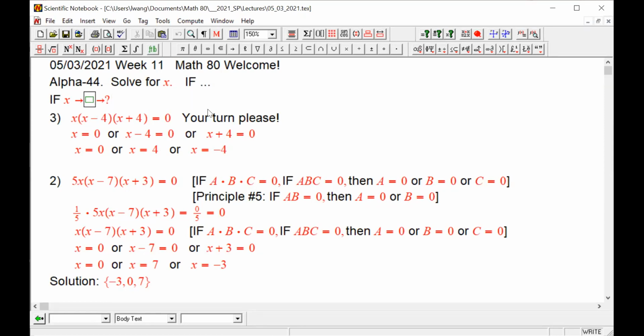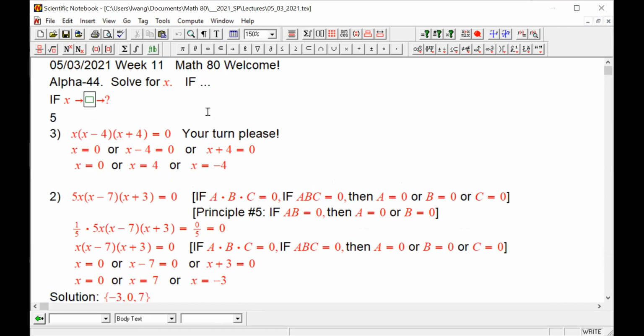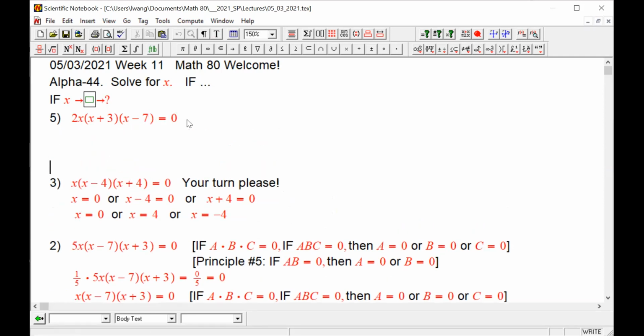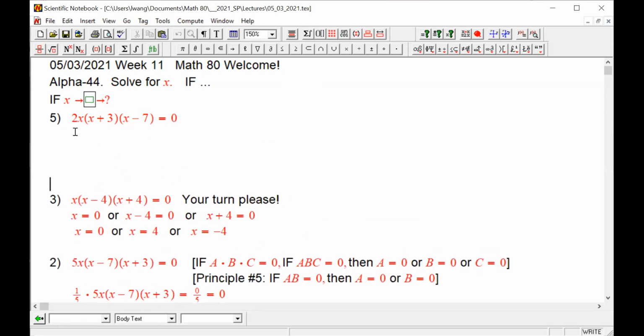Sometimes we have solutions that are fractions. So for example, number 5. For number 5, we have 2x times x plus 3 times x minus 7 equals 0. So we can apply the principles. You can divide both sides by 2, but 2 really doesn't play a role here. So if some of you like to do this, 2x equals 0, that's okay. You just treat 2x as one of the numbers, and x plus 3 equals 0.